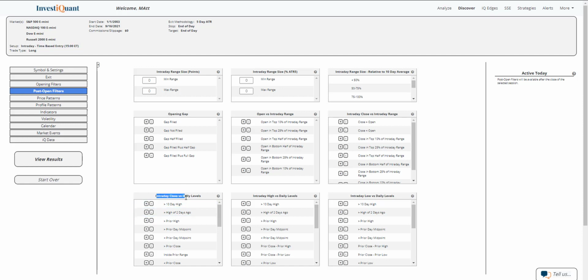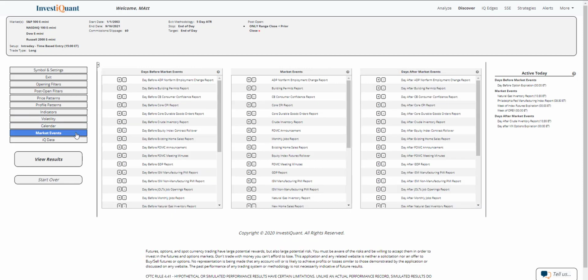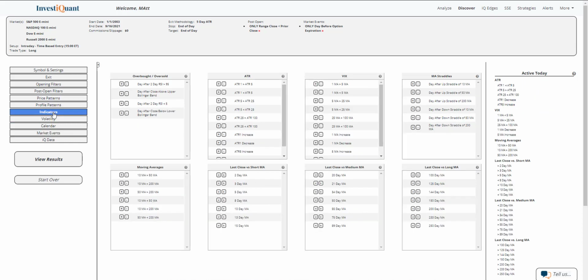So if I go to intraday close versus daily levels, I'm going to hit equals next to less than prior close. Next, I'm going to go into the market events library, and I'm going to say it is the day before options expiration day. That's the top option here in active today. So I'm just going to click on that. And then lastly, I'm going to put it above a 200-day simple moving average, and I'm just going to use a 200 to keep as many samples as possible. If I add below a 10, it'll get a little bit light on samples. So I've got above a 200. Now I can click the results.